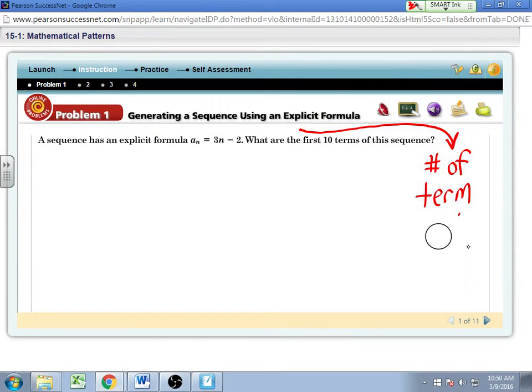No, both of these involve curse words. Recursive has the word curse. And explicit, yeah.